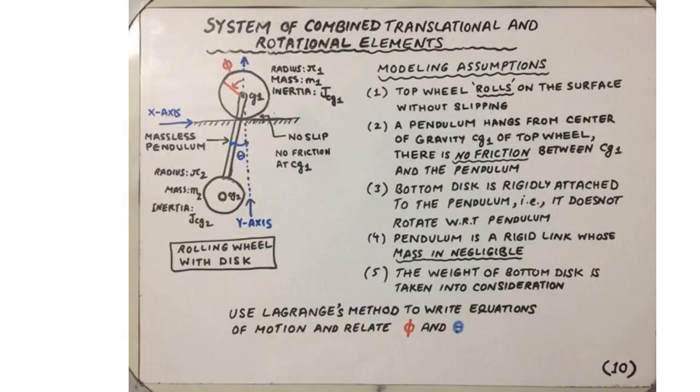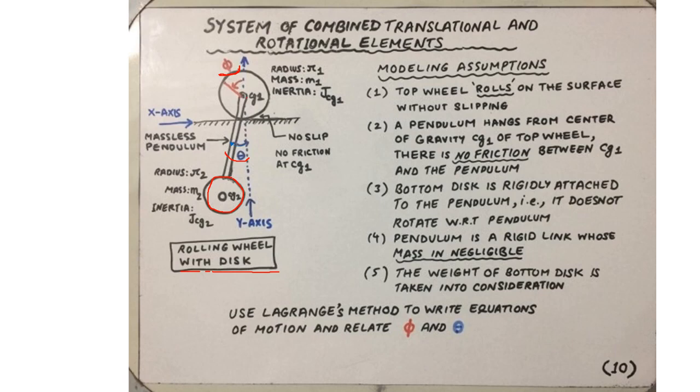Our last example, and perhaps the most complex of the 3 problems of this lecture, is about the model of a rolling wheel and the pendulum disc. It asks us to relate two angular displacements. One of them is phi, describing the angular displacement of the rolling wheel, and the rotational displacement of a pendulum which is hanging from the center of the rolling wheel. The pendulum is connected to a disc at its bottom.